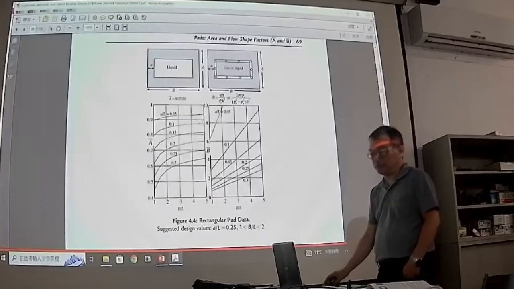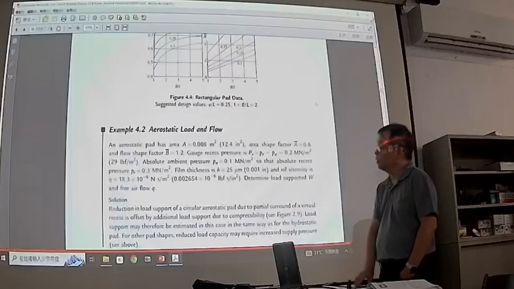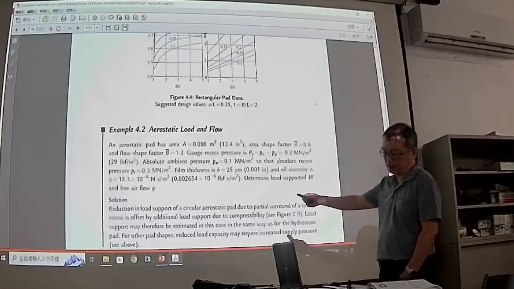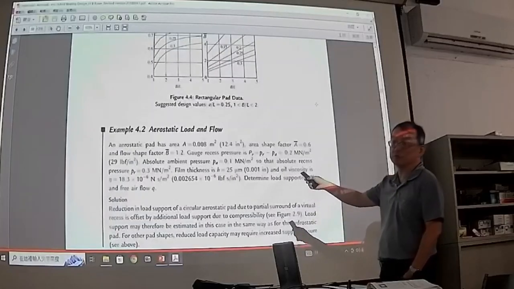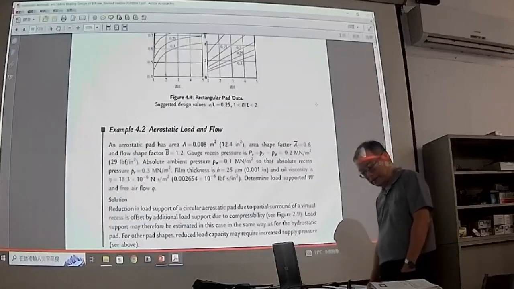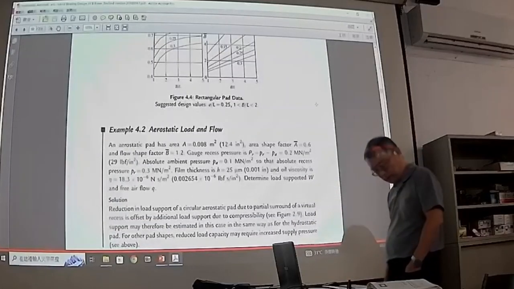And in your textbook, each chart is followed by an example of how you can use this chart to do the design of this bearing. Okay.